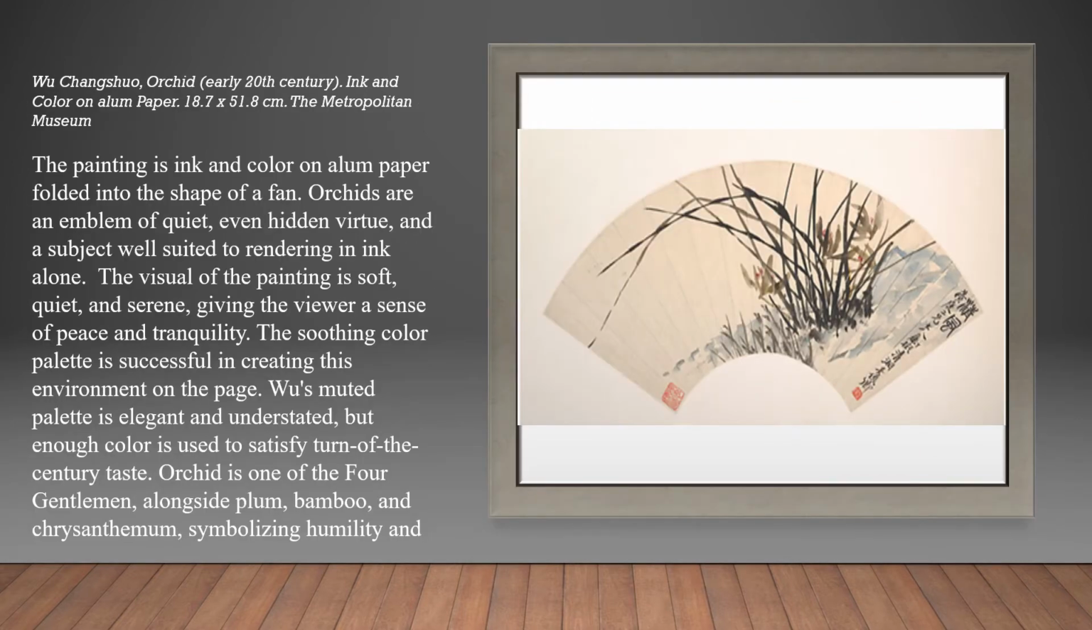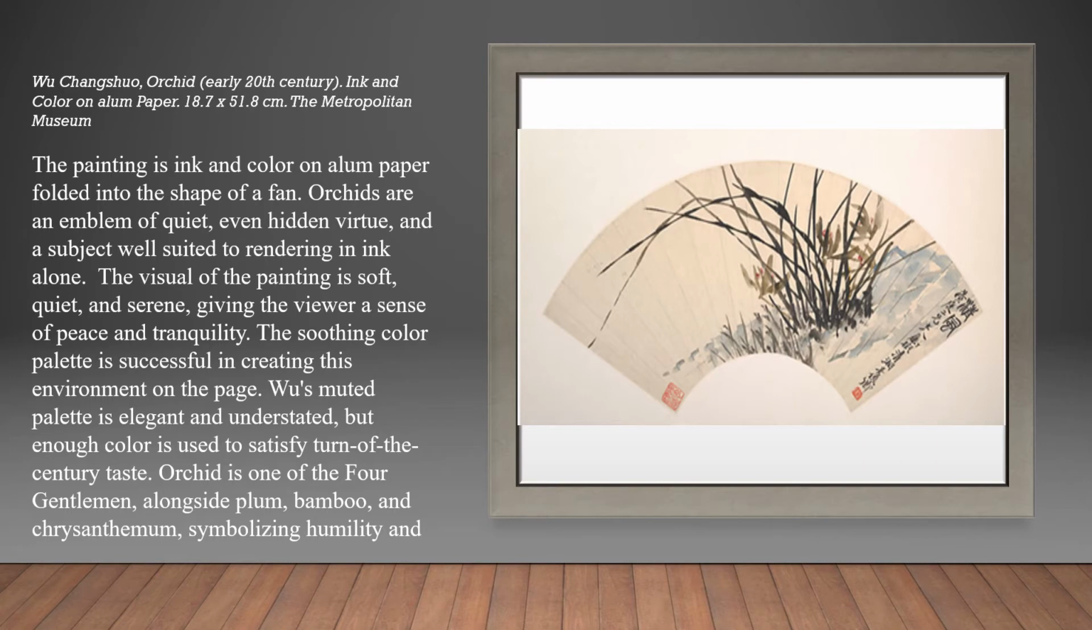Next, we have Orchid, also painted by Wu Changshuo in the early 20th century. The painting is ink and color on alum paper, folded into the shape of a fan. Orchids are an emblem of quiet, even hidden virtue, and a subject well suited to rendering in ink alone. The visual of the painting is soft, quiet, and serene, giving the viewer a sense of peace and tranquility.